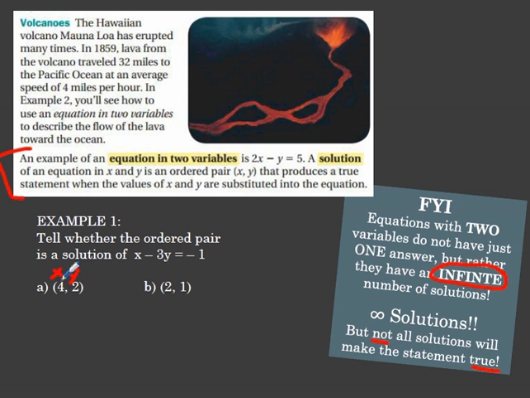So wherever I see an x, I'm going to put 4. Wherever I see a y, I'm going to put 2, using this equation. So I have 4 minus 3 times 2 equals negative 1. So I have to do PEMDAS. Negative 3 times 2 is going to give me negative 6. So 4 minus 6 equals negative 1. Well, 4 minus 6 gives me negative 2, keeping my negative 1 because I haven't done anything.